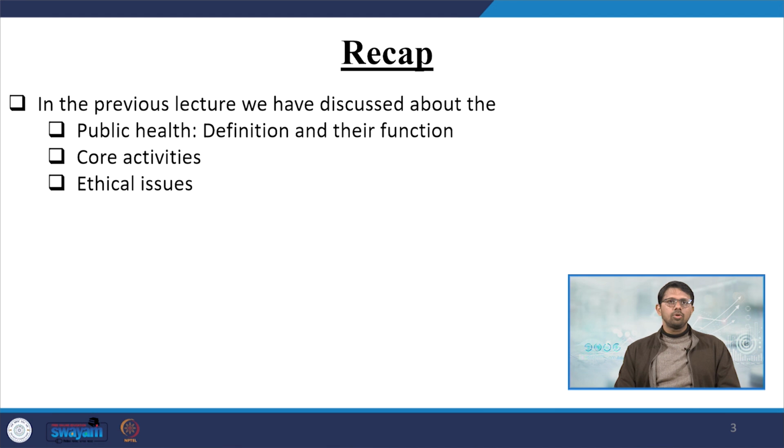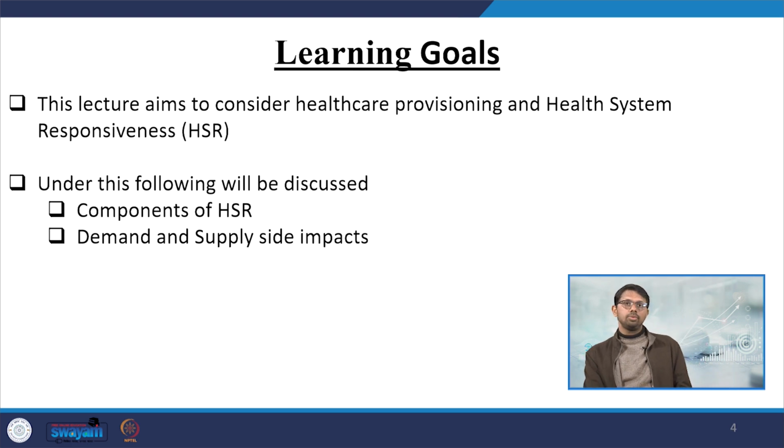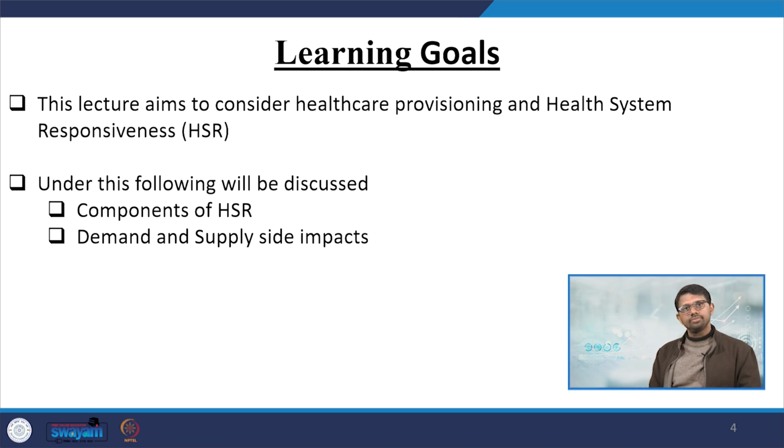We are in the final week where our focus is on healthcare provisioning and responsiveness, which leads to the understanding of public health. So, the responsiveness of the health system is the focus of this unit. In the previous lecture in particular, we discussed public health, its definition and functions, the core activities and the ethical issues. Here, we will be emphasizing health system responsiveness.